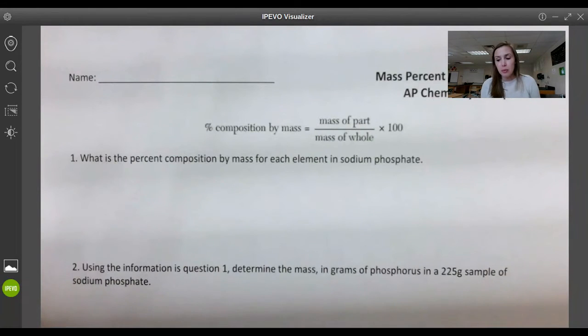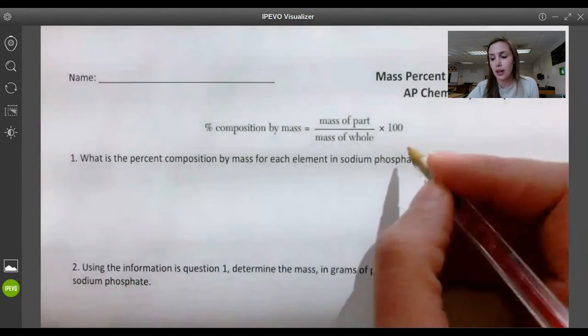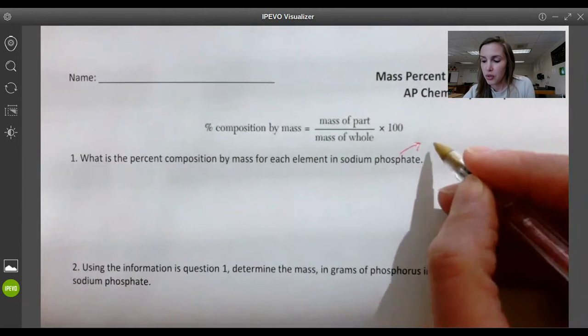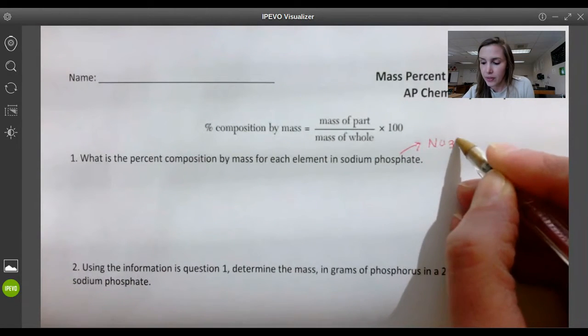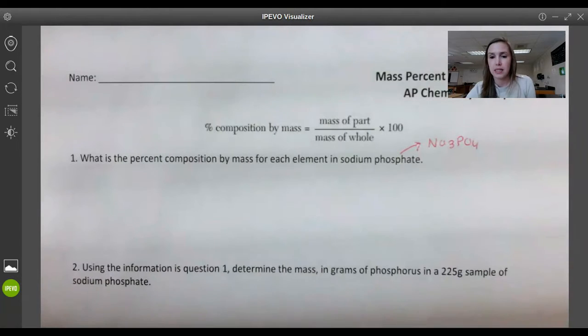So this is our formula we're going to be working with: the mass of the part divided by the mass of the whole times 100. You might remember utilizing it a little bit over the summer. So this says, what is the percent composition by mass of each element in sodium phosphate? The first thing you're going to have to be able to do is actually write the formula for sodium phosphate. So Na3PO4, based on sodium ions having a +1 charge and phosphate ions having a -3 charge.